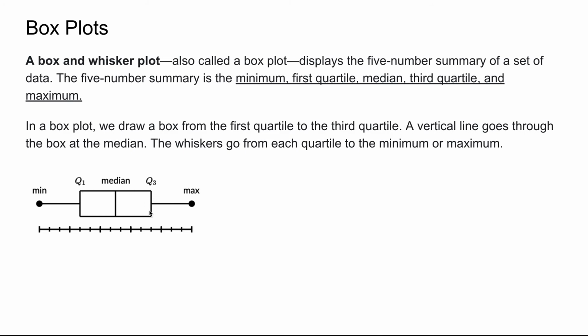They are in the box, and others are in the whiskers. So that's why it's called the box and whisker plot, or in total, we just call that a box plot. Okay, so the whiskers go from Q1 to the minimum and Q3 to the maximum. Okay, that is a box plot.